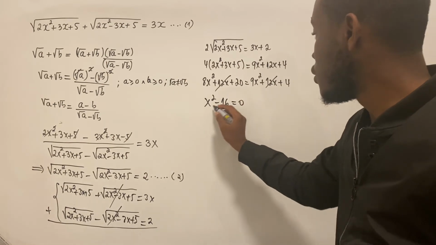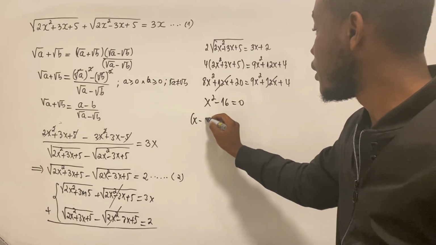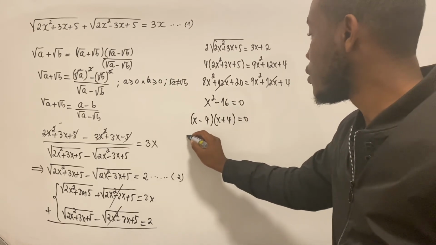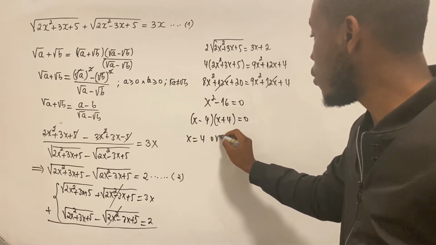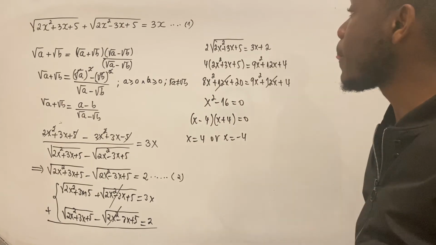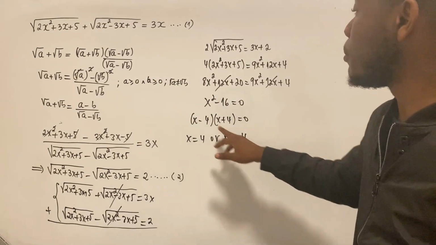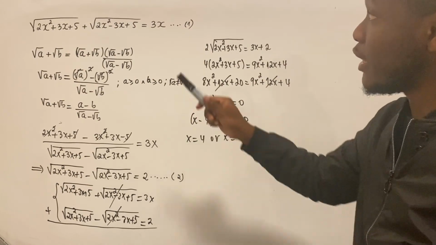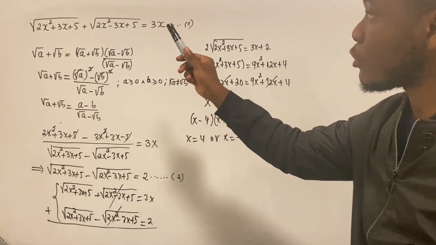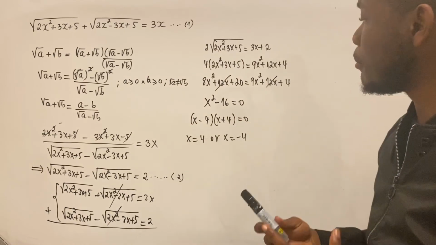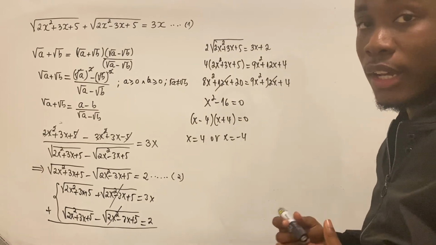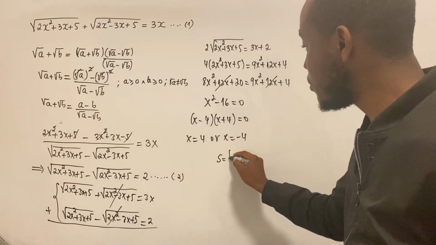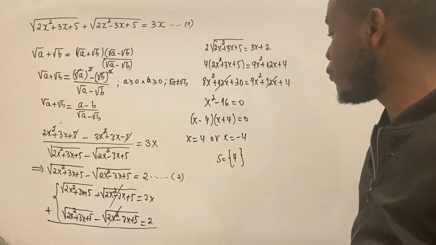equal to 0. So this is difference of 2 squares. We have x minus 4 times x plus 4 equal to 0. So x will be equal to 4 or x will be equal to minus 4. But if we check, if we put minus 4 here, 3 times minus 4 will be minus 12. And then it's impossible for the square root of any number to be negative in the real numbers. So we can conclude that our solution will simply be x equal to 4.